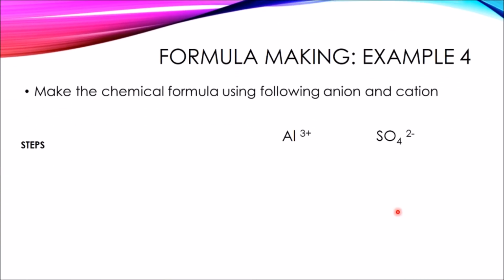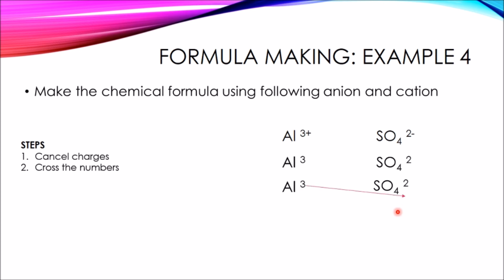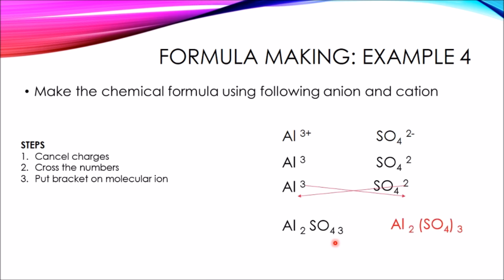Let's look at the fourth example. We have aluminium 3 plus and SO4 2 minus. Same steps: cancel charges, cross the numbers, and we are going to get something like that. But we have a molecular ion in this case as well. So what are you going to do? You're going to put a bracket on SO4 because SO4 is the molecular ion.